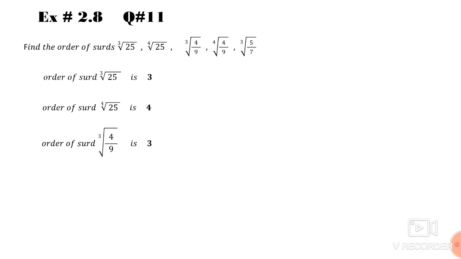Here the order is 3 because the index is 3. Here the order is 4. Okay, it was 4. And here the order is 3.